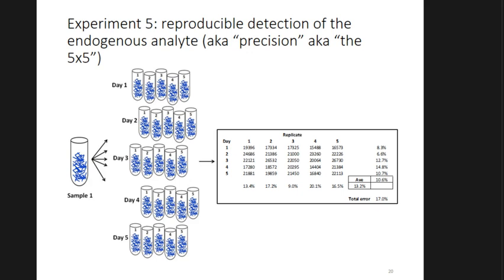You'll aliquot it out so that these are unprocessed aliquots. You'll have 5 aliquots for each of 5 days. This is where the 5x5 comes into vernacular. Day 1, you pull out your 5 replicates of plasma, for example, and process each of those 5. Day 2, pull out 5 replicates, process each of those 5, and onwards. The idea here is that you get a really good representation of the interday and intraday variation of your protocol.